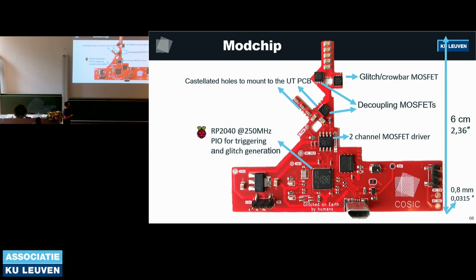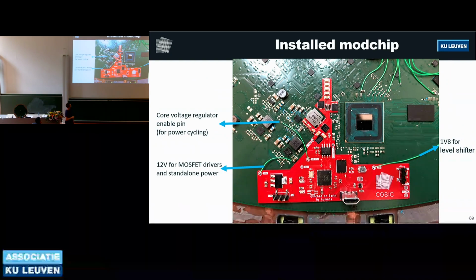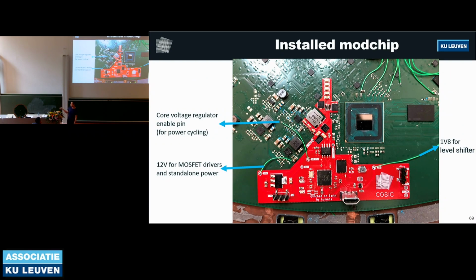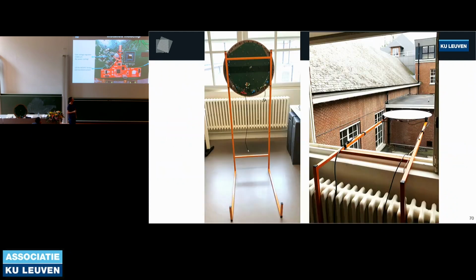So you have the Raspberry Pi microcontroller slightly overclocked. I picked this microcontroller because it has a very nice feature called programmable I/O, sort of what some people might know from FPGAs, but more convenient to implement. This microcontroller is essentially driving this MOSFET driver that then drives the glitch MOSFET and the 2 decoupling capacitor MOSFETs. This design is open source on GitHub, so if you want to hack your own terminal, you can try and reproduce this. This is the mod chip installed on the terminal. It's the same terminal we have here, so if you want to see it up close, you can.